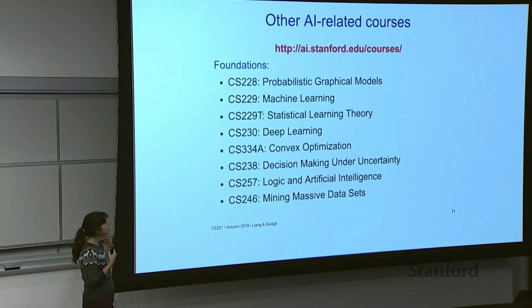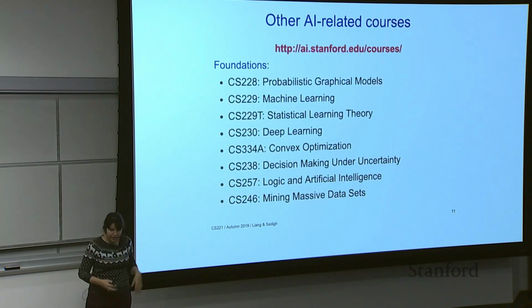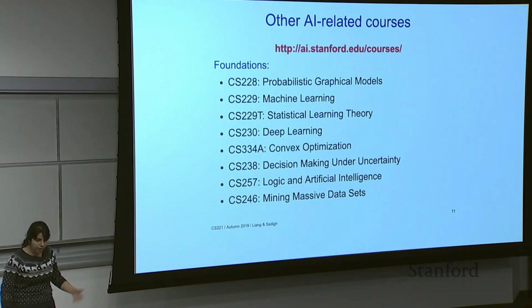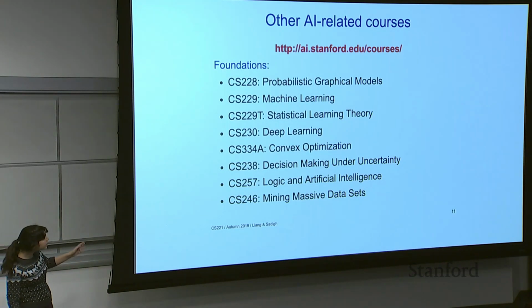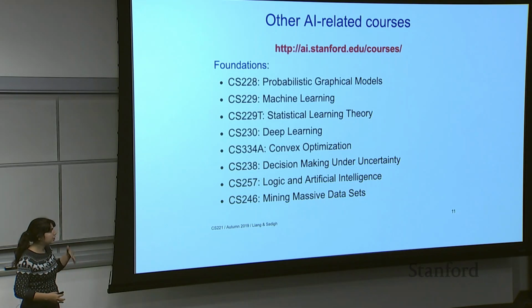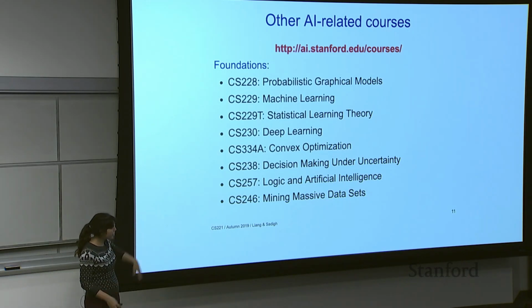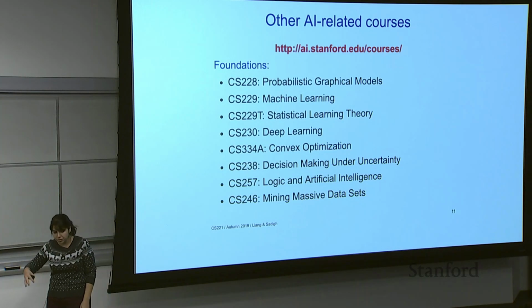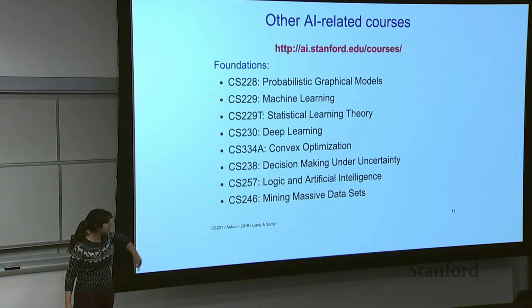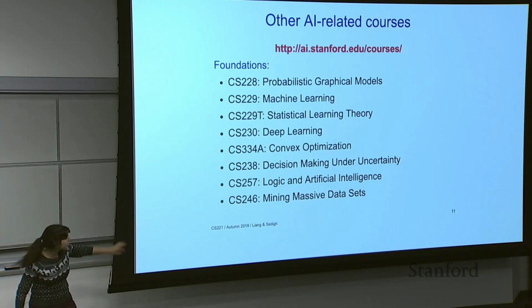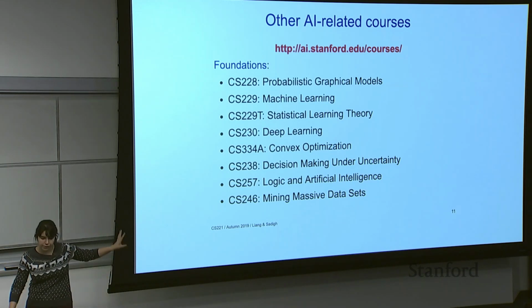So if you're interested in foundational classes, some of these other AI-based classes are things like probabilistic graphical models, so 228. If you're interested in machine learning, there's 229 and 229T, and there is the deep learning class. If you're more interested in the optimization side of things, there is convex optimization, decision making under uncertainty, and also if you're interested in the logic side of things, then there's this logic and AI course, and also there's a big data class too, if you're interested in that.